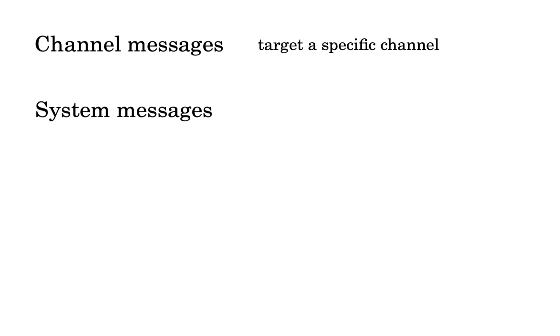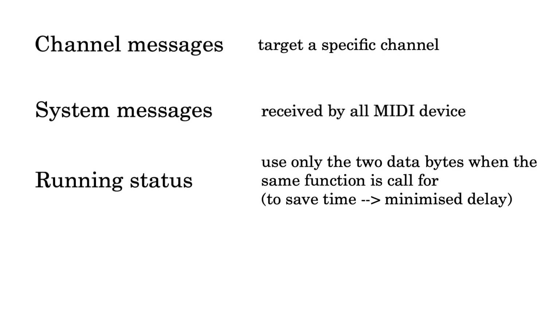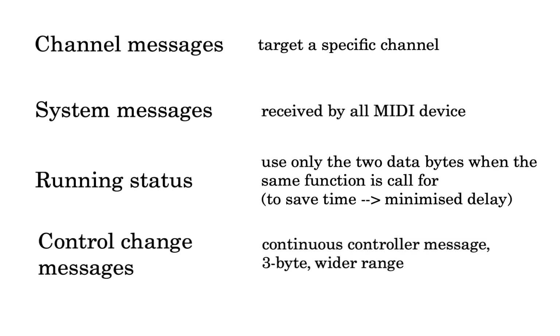There are different types of MIDI messages. Channel message: a message that targets a specific channel. System message: a message that is received by all MIDI devices. Running status: use only the 2 data bytes when the same function is called for, so as to save time and minimize delays. And control change message, a continuous controller message. That is MIDI CC, for controls like pitch bend that need a wider range than 0 to 127.